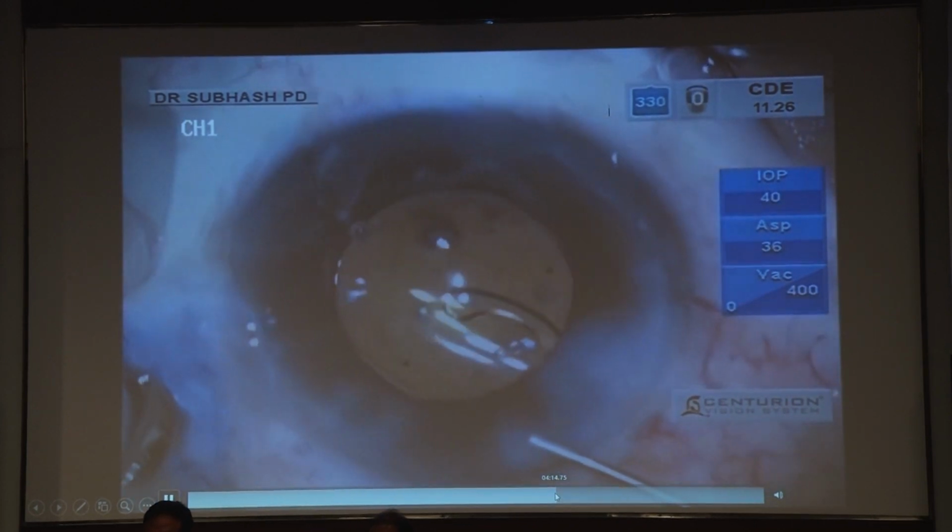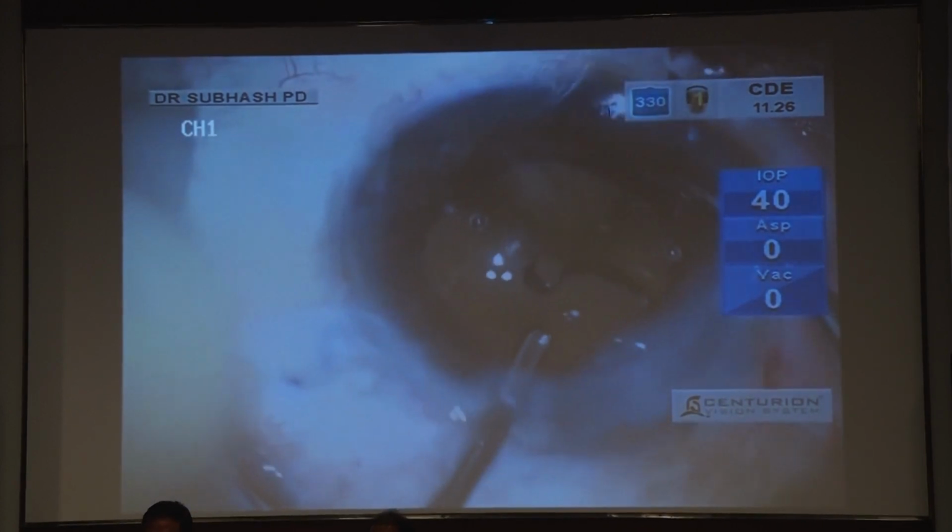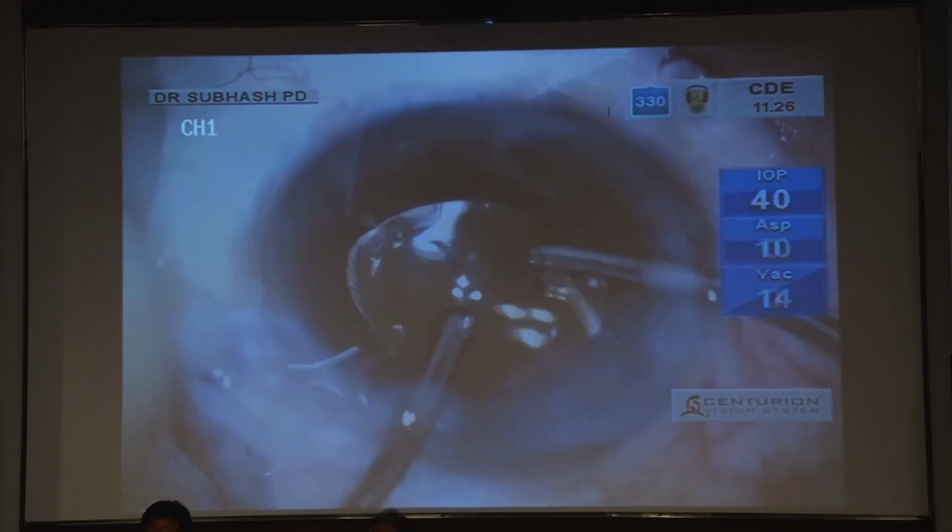That there are fewer chances of wound leak once I remove the irrigation. Even when you are putting these intraocular lenses, you have to be very careful. As Dr. Subhash was saying, you should not tear the posterior capsule.